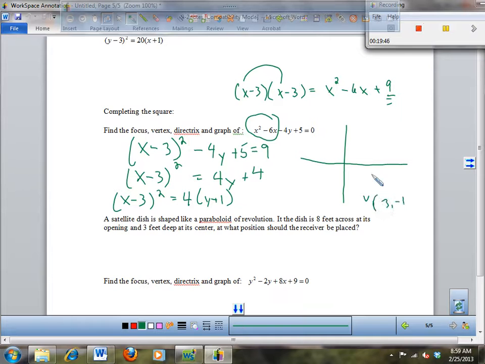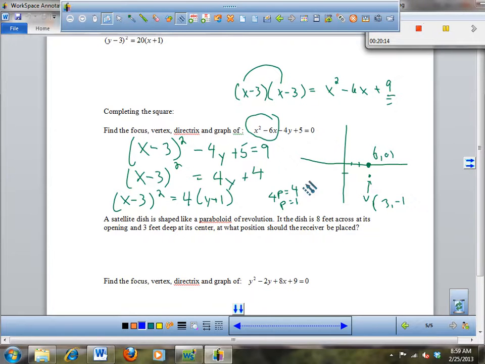I know that its vertex is at (3, -1). 3 comma negative 1. 1, 2, 3, down 1. I also know that 4p equals 4, so p equals 1, which means that the focus is going to be right there, right? That's (3, 0). And then I know that the directrix is going to be 1 unit south of there, right?